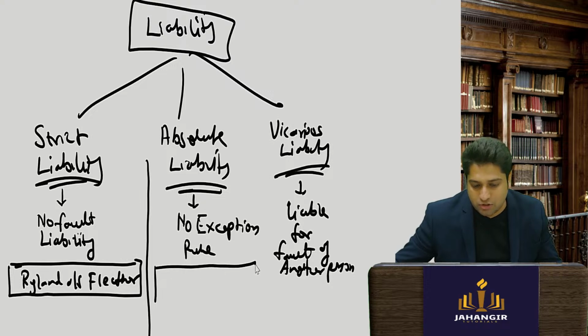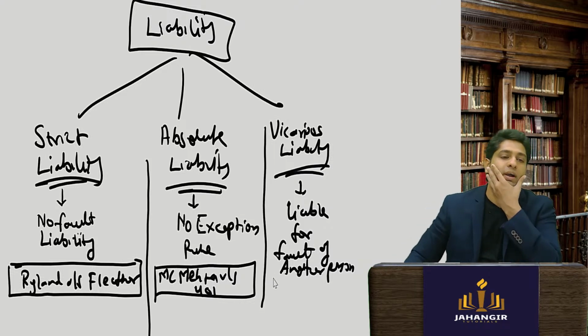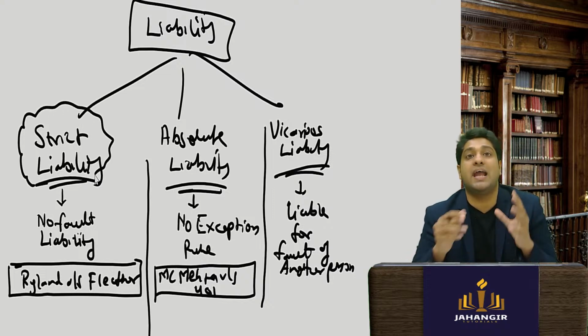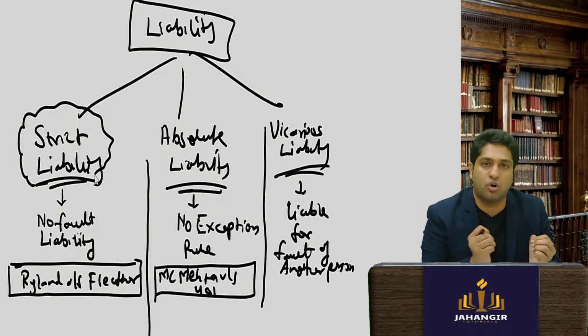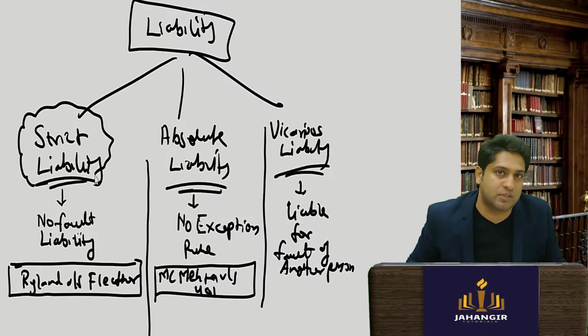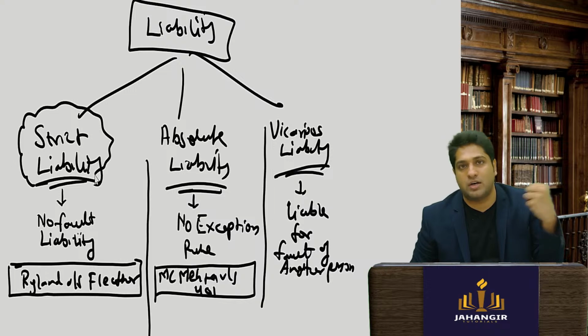Here the case law is MC Mehta versus Union of India. Okay, and third, there is not a case. So what happened in strict liability? Pay attention. In strict liability, it says that any person who gets any dangerous substance or thing and that dangerous substance escapes, then such a person who brought this dangerous substance will be held liable.